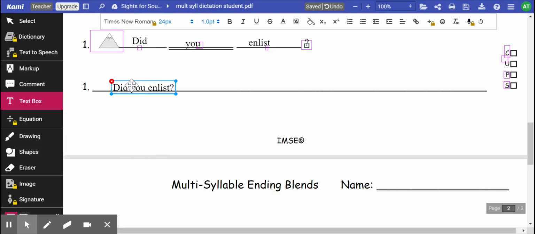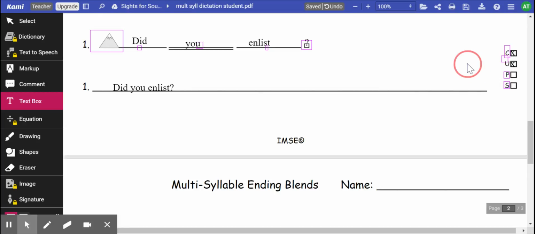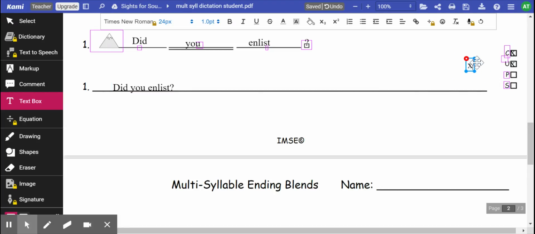Check for CUPS. D, is it D capitalized? Yes. Did you enlist? Legally, none of you guys can enlist in the Army until you're 18. So probably the answer is no. P is for punctuation. Is there a question mark at the end? Good. And spelling. Are all 3 words spelled correctly? Good. Here's the next one.